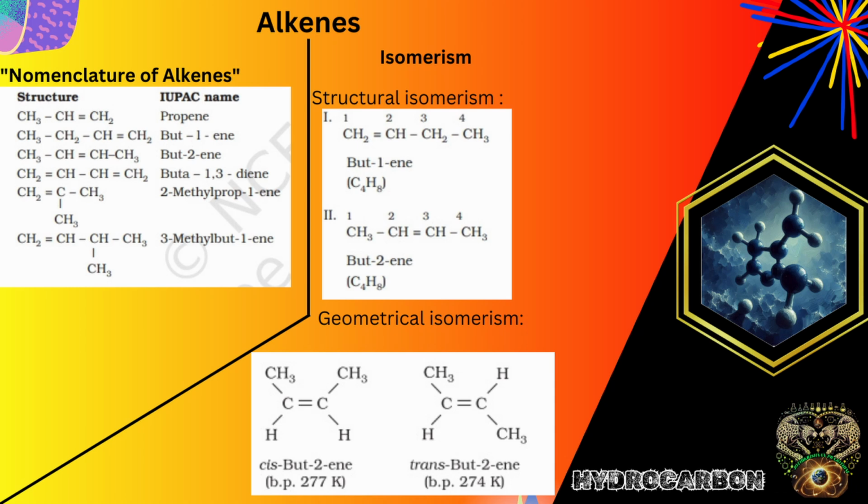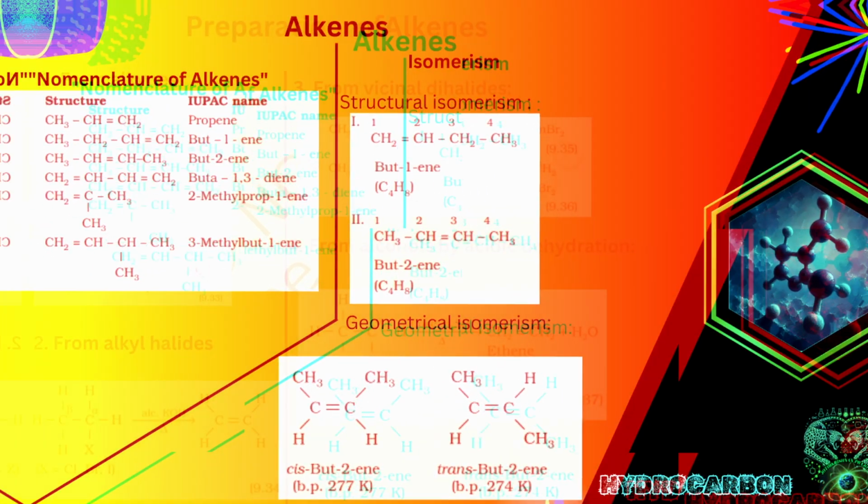Alkenes exhibit two types of isomerism: structural isomerism and geometrical isomerism. Structural isomers differ in the arrangement of the carbon chain, while geometrical isomerism arises due to restricted rotation around the double bond. In cis isomerism, similar groups are on the same side, whereas in trans isomerism, they are on opposite sides. For example, cis-butene has both methyl groups on the same side, while trans-butene has them on opposite sides.